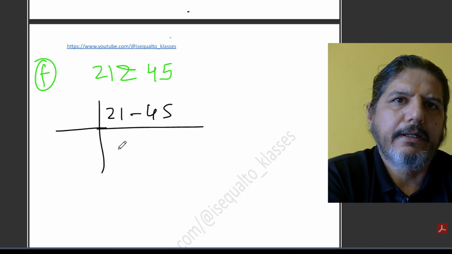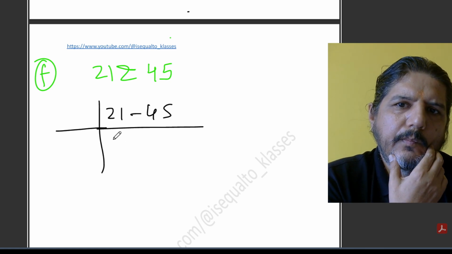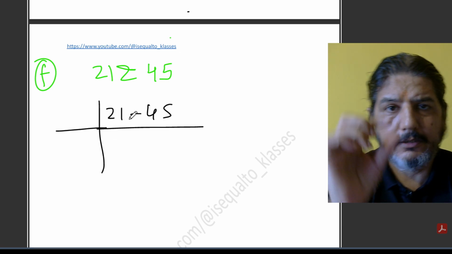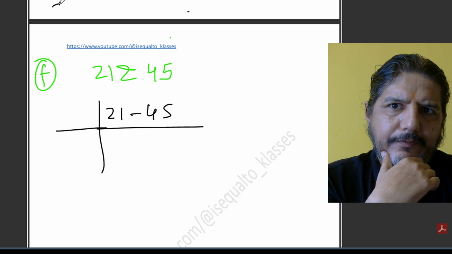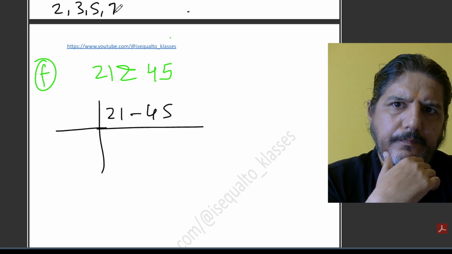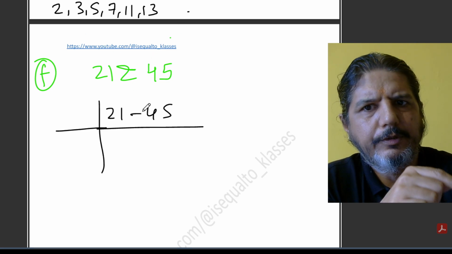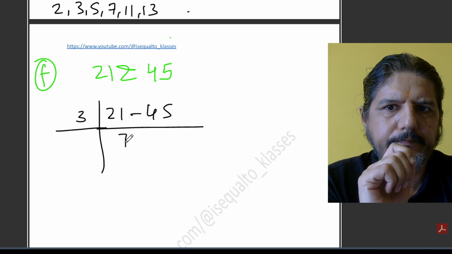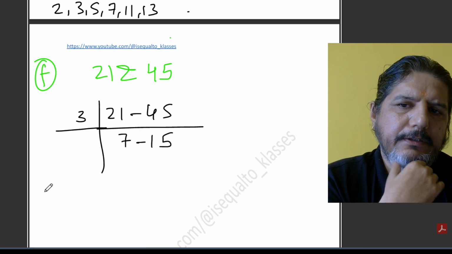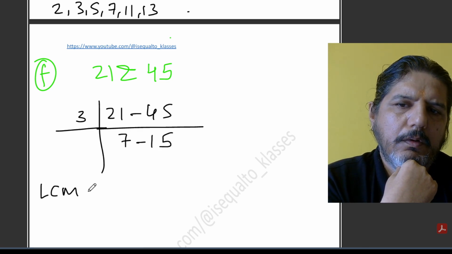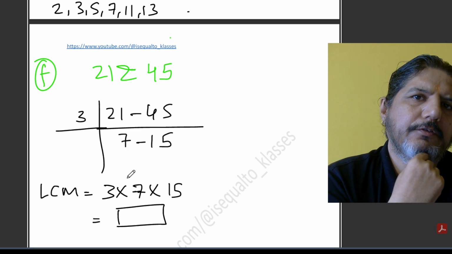Then I draw the vertical and horizontal lines. Find the first prime factor which divides both of them. The prime factors that I have are 2, 3, 5, 7, 11. So you have to start with the lowest. 2 doesn't divide 21 and 45. 3 does. Now, is there a common factor of 7 and 15? No, there is none. So the LCM would be 3 into 7 into 3. So you find the number and that is the answer.